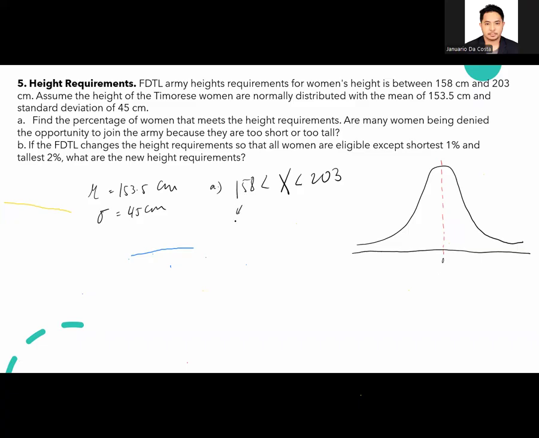Now the z-score here, for 158, will be 158 minus 153.5, divided by 45. So that's about 0.1. That will be 0.1 here, 0.2, and then 0.3. So let me say this is your 0.1 line.